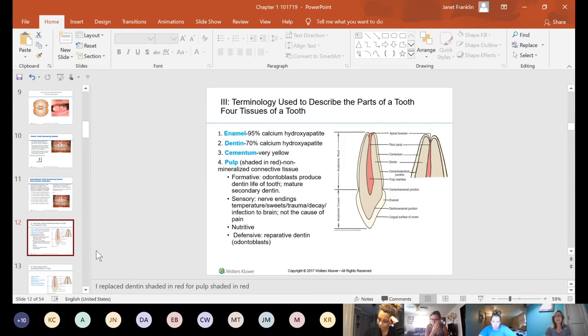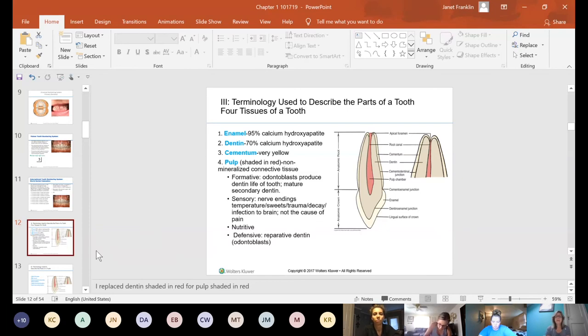So then we have terminology that we use to describe the parts of a tooth. A tooth contains 4 tissues: enamel, dentin, cementum, and pulp. The enamel on the tooth is the part of the tooth that you see in your mouth. It's 95% calcium hydroxyapatite. Don't worry about that part right now. That's what enamel is made from. Enamel is extremely hard. It's a nice surface for a tooth.